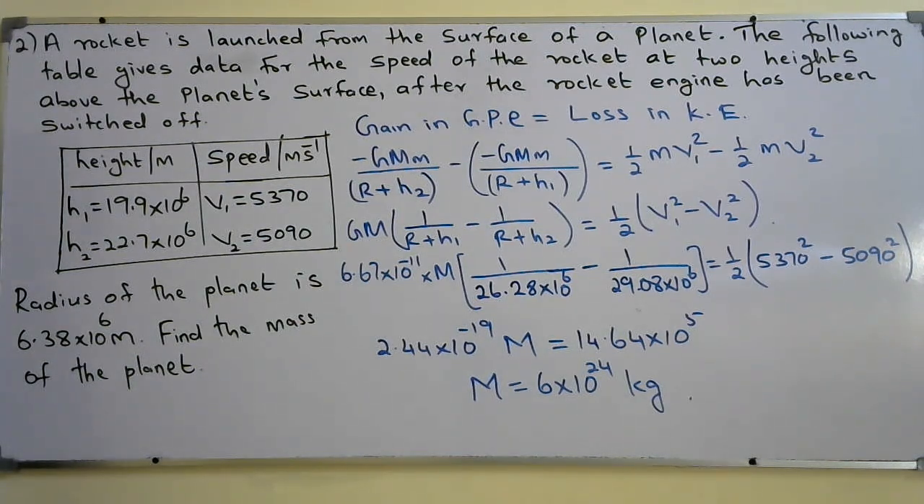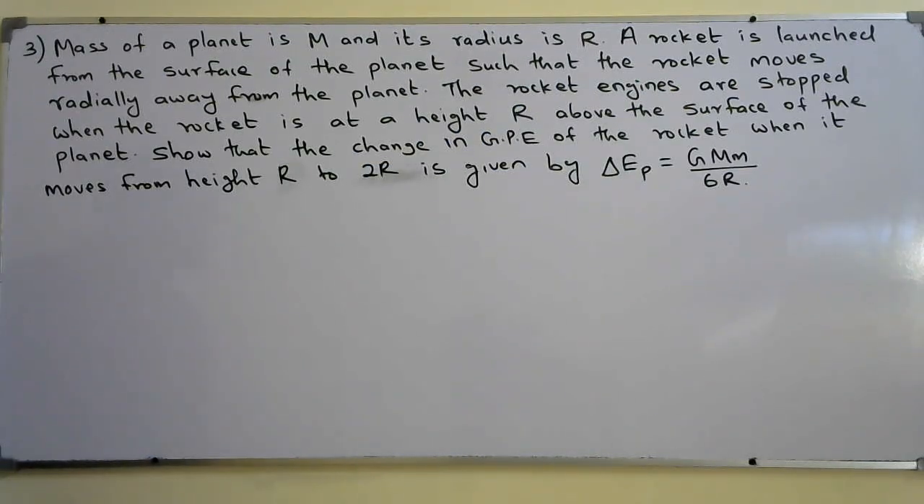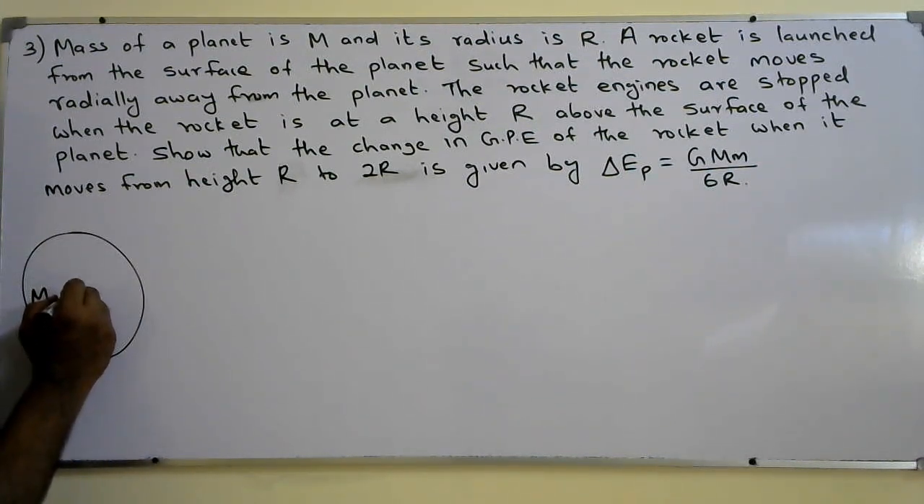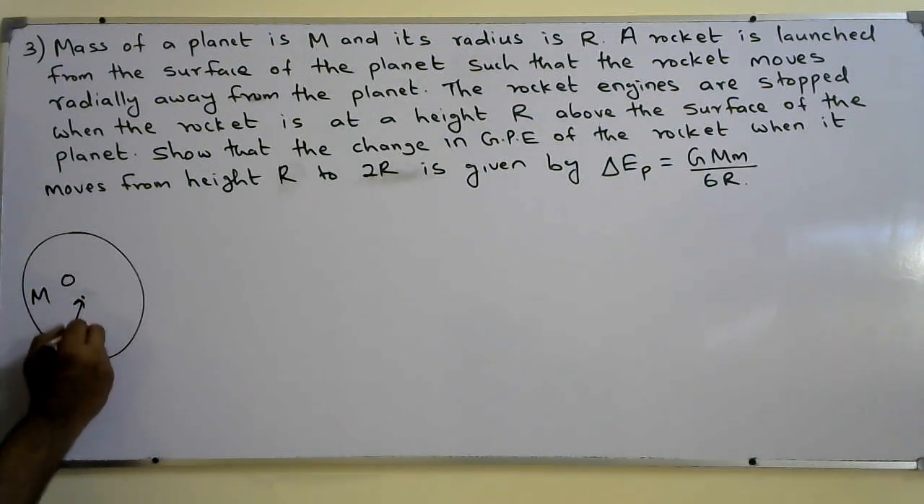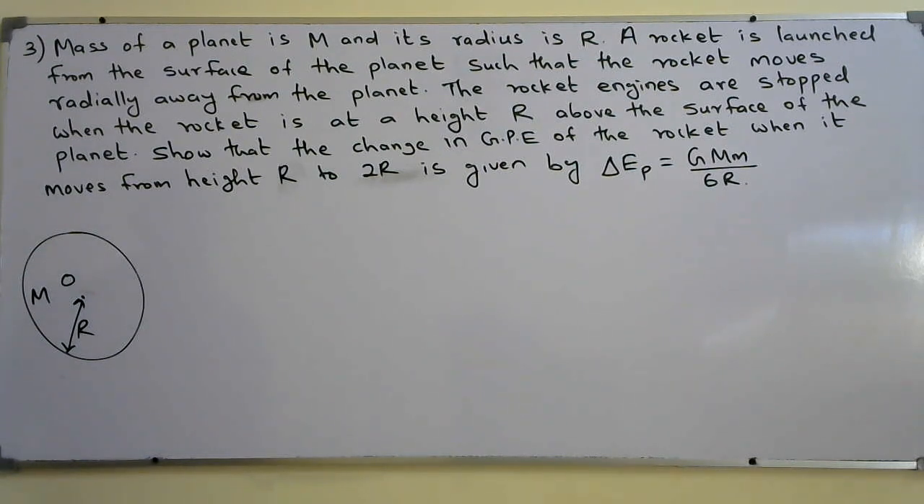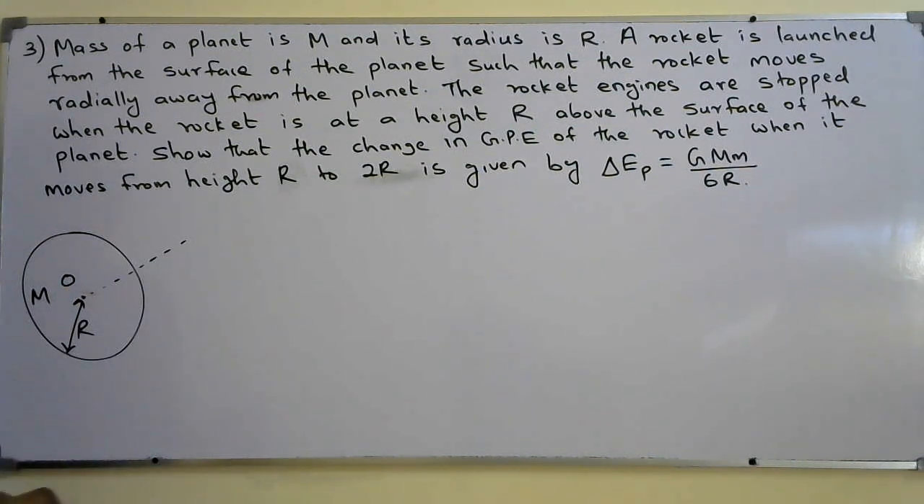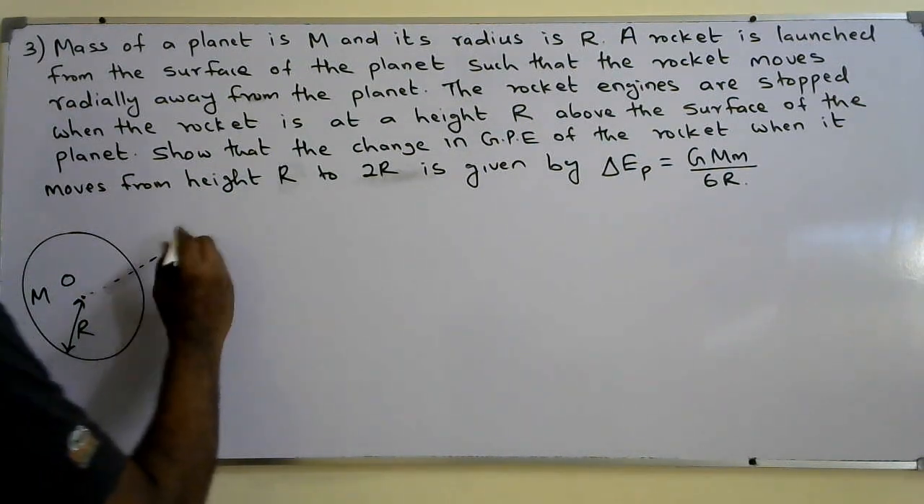Okay, so third question. Mass of a planet is M and its radius is capital R. So this is the planet, its mass is M, this is the center, radius is R. A rocket is launched from the surface of the planet such that the rocket moves radially, like this, away from the planet. The rocket engines are stopped when the rocket is at a height of R above the surface. So R above the surface means from the center it's at a distance of 2R.